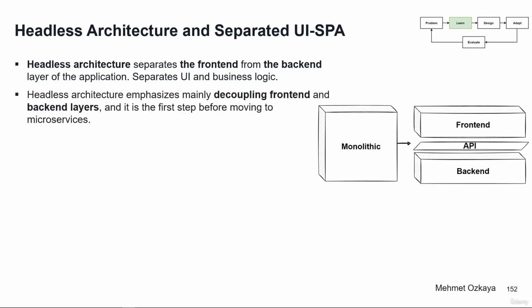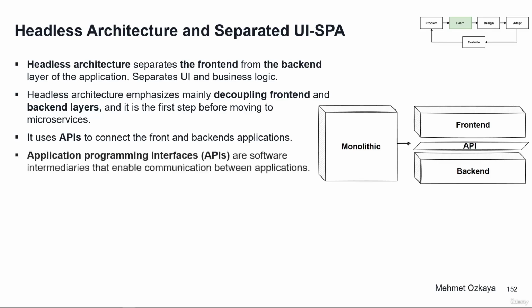Headless architecture emphasizes mainly decoupling front-end and back-end layers, and it is the first step before moving to microservices. Headless architecture describes a decoupled approach to building applications. It uses APIs to connect the front-end and back-end applications. While the front end and back end aren't tightly coupled in headless architectures, they need to communicate with each other using the APIs. So what are APIs?